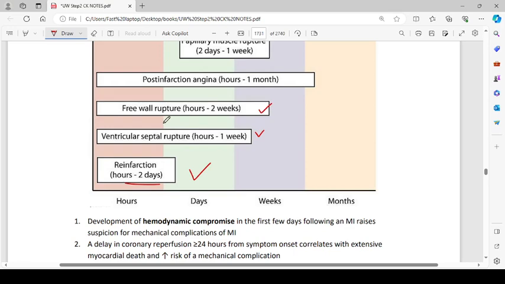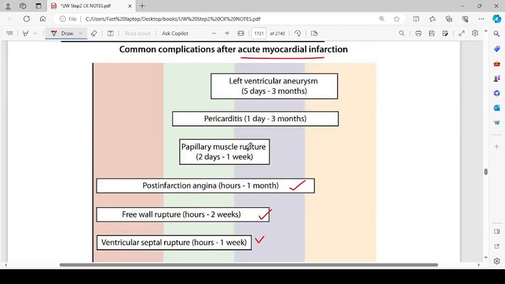Then comes post-infarction angina, which can happen from hours to a month. And then we have the papillary muscle rupture, which is 2 days to 1 week, right? Then pericarditis, 1 day to 3 months. Now it is written like that, but the post-infarct pericarditis happens within 1 to 3 days.